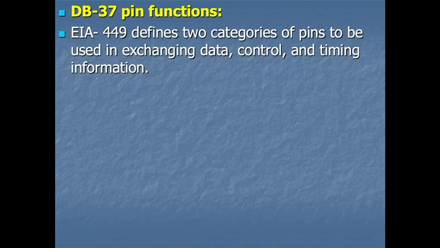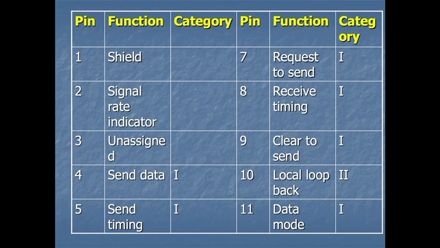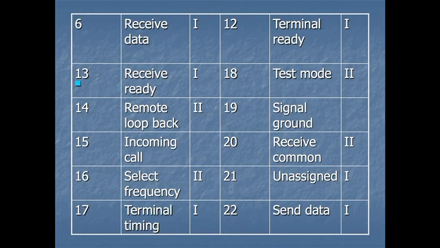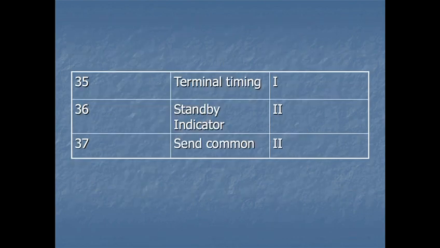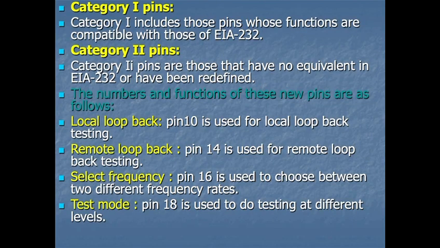DB37 pin functions. EIA 449 defines two categories of pins to be used in exchanging data, control, and timing information. Category I pins. Category I includes those pins whose functions are compatible with those of EIA 232. Category II pins. Category II pins are those that have no equivalent in EIA 232 or have been redefined. The numbers and functions of these new pins are as follows.